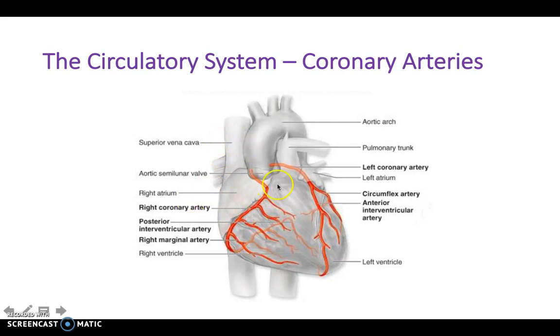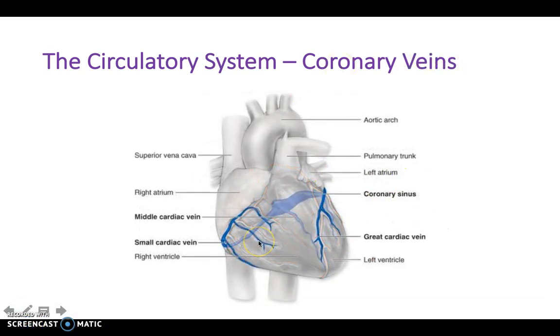The right coronary artery supplies the right hand side with these branches here, with the marginal artery and the posterior interventricular artery. The left coronary artery is bigger, and it branches into the circumflex artery and the LAD, or the anterior interventricular artery. And like any system where you have arteries, you need veins. So the coronary veins are really important in draining that deoxygenated blood back from the heart.